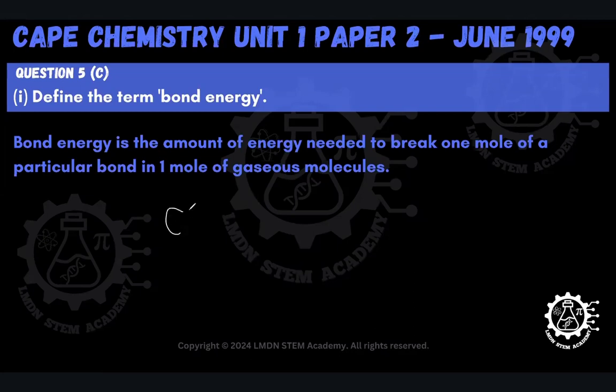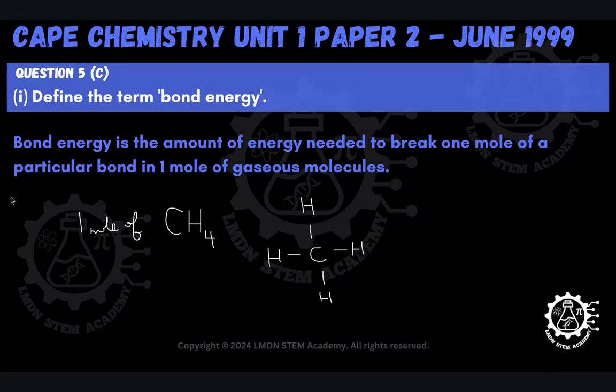Say I have a mole of methane molecules, right? That's one mole of CH4. So here is that structure, that's CH4. That's what CH4 looks like from a Lewis structure or a bonding diagram standpoint.